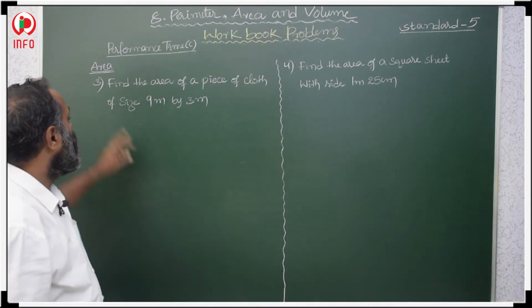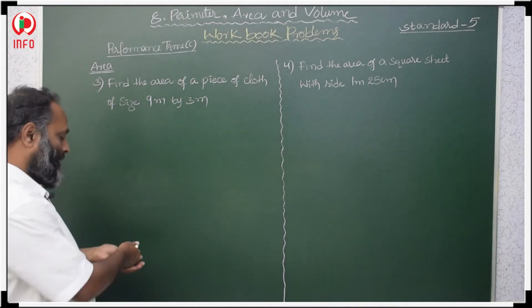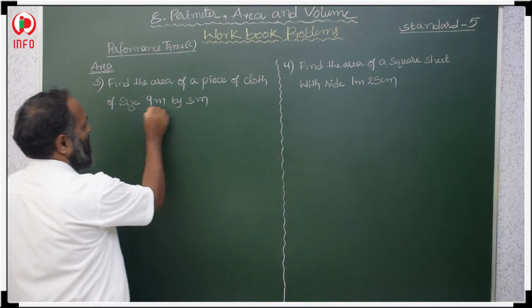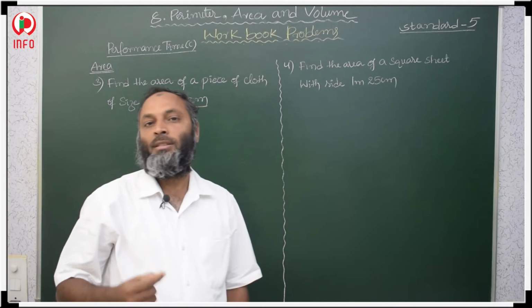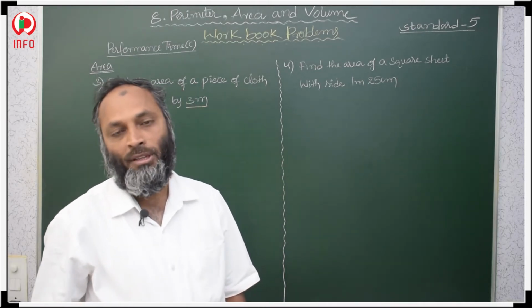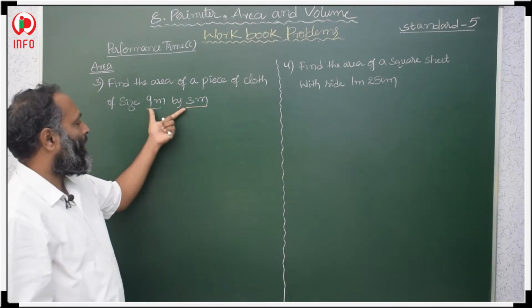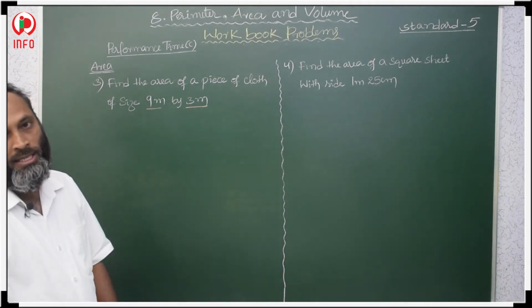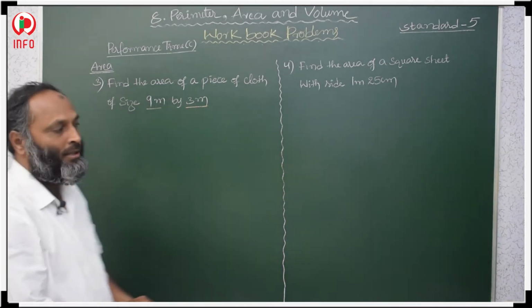Now here in the word problem, find the area of a piece of cloth of size 9 meters by 3 meters. 9 meters by 3 meters means 9 meters is the length and 3 meters is the breadth. It means the cloth is in the shape of a rectangle. So, the area of the rectangular cloth is what he is asking. Here 9 meters is the length and 3 meters is the breadth.